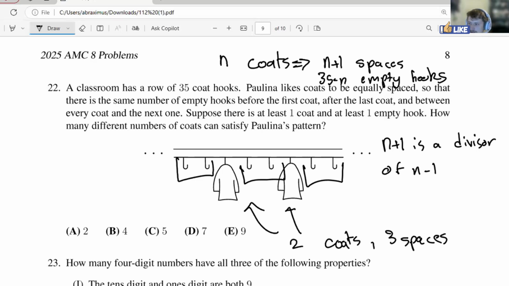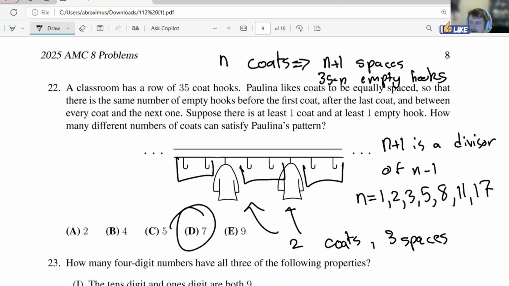So I'm going to write down the answers that do work. So n could be equal to 1, 2, 3, 5, 8, 11, 17. For the sake of time, I'm going to let you guys check that these are all of the values of n that will work. You only have to check from 1 to 18. There are 7 of them.